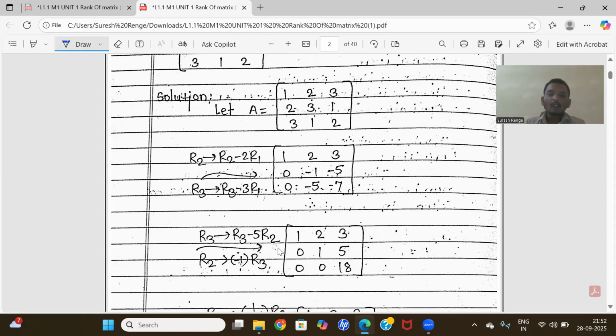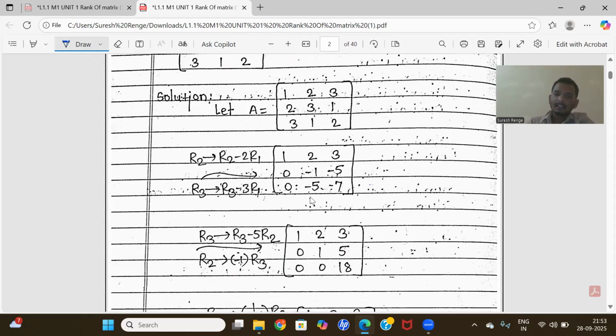Now we are operating these operations: change in R3, R3 minus 5 times R2, and change in R2, minus 1 times R2. Here it is not R3, it is R2. Okay, now do these operations. There is no change in R1, right? You are writing it as it is.